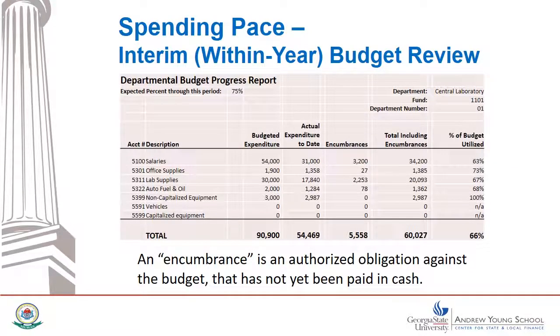Looking at the account line items, however, we see significant variance in the percentage spent. The account 5399, non-capitalized equipment, is at 100% of the annual amount. This could be as expected, with the purchase of a single item of $3,000 having been planned. This 66% is less than the expected 75%, so the budget is in good shape.